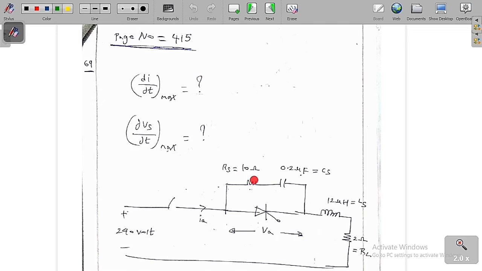This is the snubber circuit, which consists of a resistor and a capacitor. Rs is equal to 10 ohm and Cs is equal to 0.2 microfarad. They are already given, and this is called Ls. Ls is equal to 12 microhenry, and this is the load resistance, RL is equal to 2 ohm.